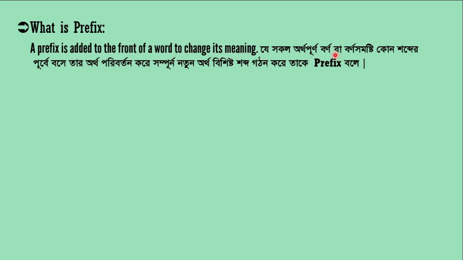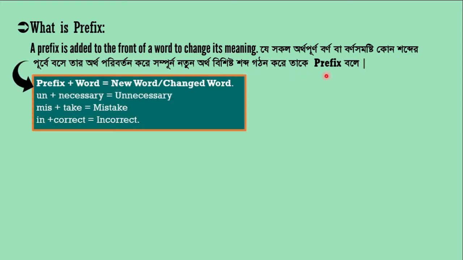যে সকল অর্থপূর্ণ বর্ণ বা বর্ণ সমষ্টি কোনো শব্দের পূর্বে বসে তার অর্থ পরিবর্তন করে এবং সম্পূর্ণ একটা নতুন অর্থবিশিষ্ট শব্দ গঠন করে, তখন তাকে আমরা প্রিফিক্স বলবো। Here is an example. Necessary যে শব্দটা, এটার সাথে un যুক্ত করলে we can have a new word unnecessary. Same ভাবে take, if you use mis before take, the new word will be mistake. If the word is correct, if you use in before the word, the new word will be incorrect.